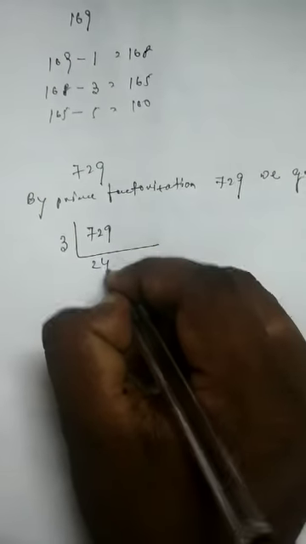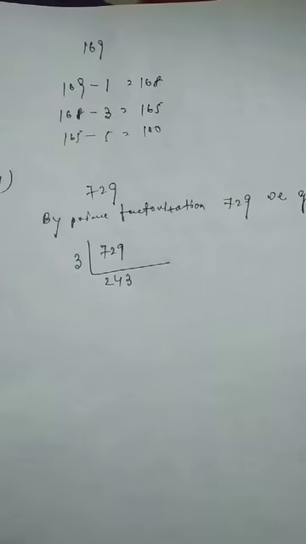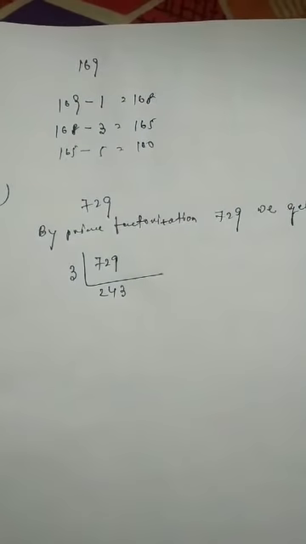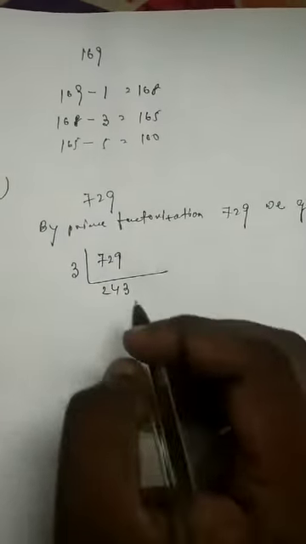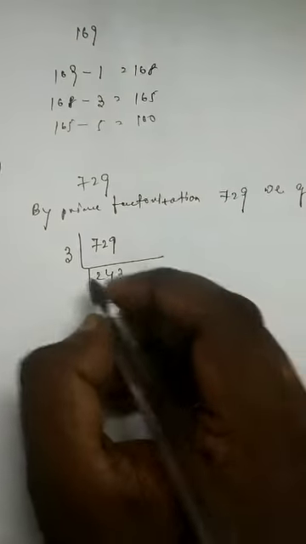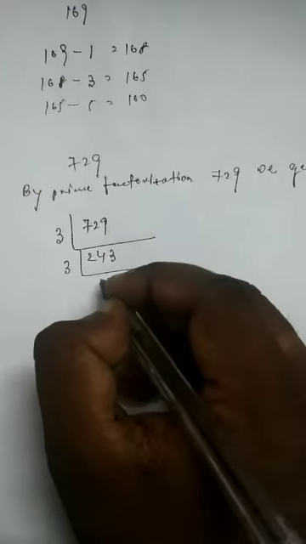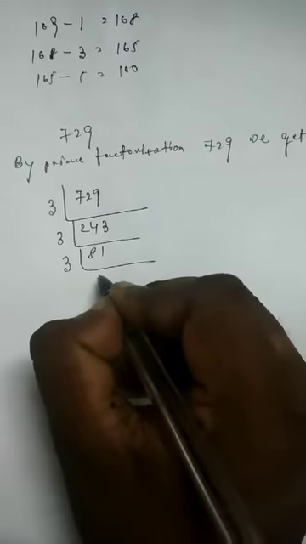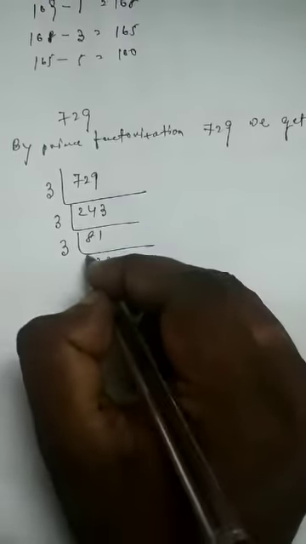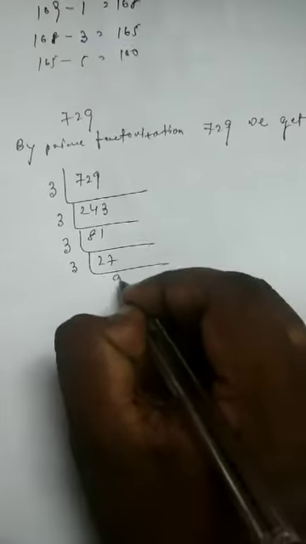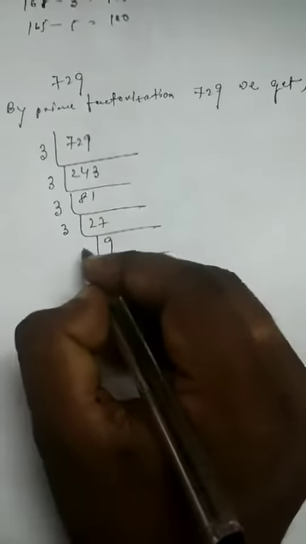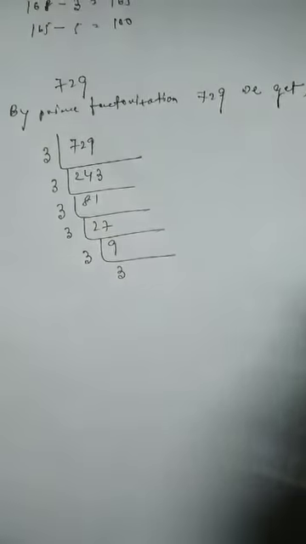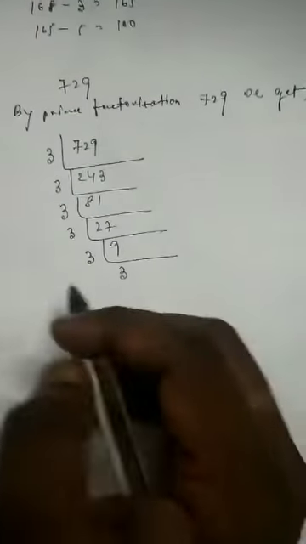3 2s are 6, 1 7, 3 4s are 12, 3 3s are 9. 3 into 243 results 729. Again I'll take 3. 3 8s are 24, 3 1s are 3. Again I'll take 3. 3 27s are 81. Again I'll take 3. 3 9s are 27. Next I'll take 3. 3 3s are 9.